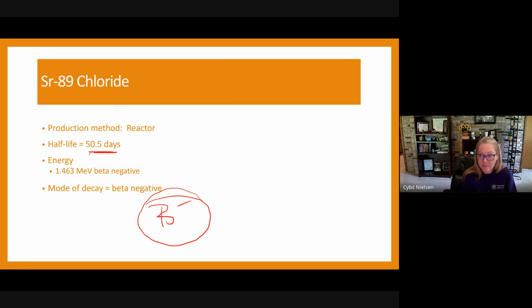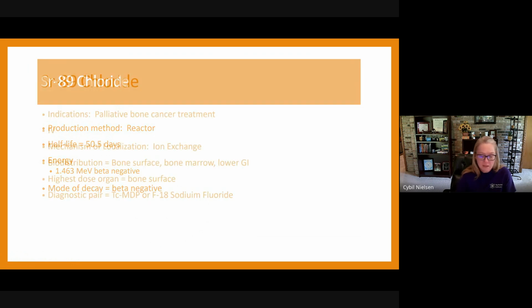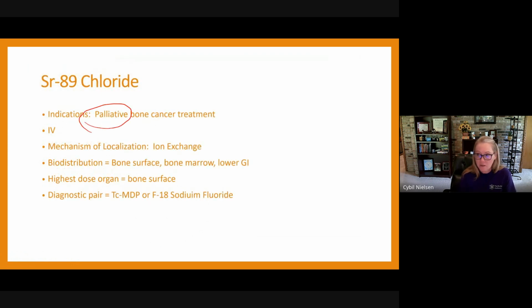Look at that half-life, 50 days. High energy, also made in a reactor. This is just palliative bone cancer. Now this one is approved for lung, for breast, for prostate, whereas radium-223 is only approved for prostate.